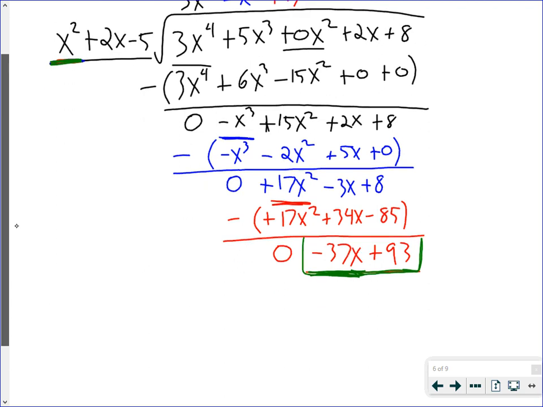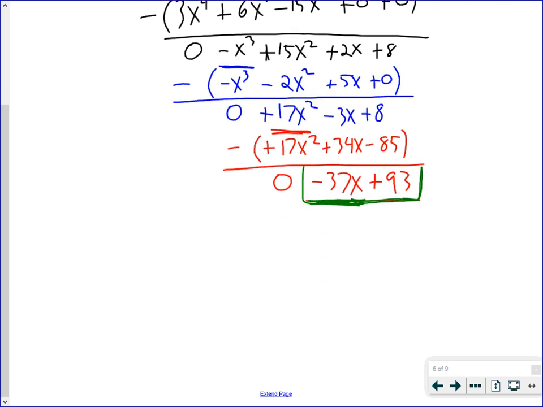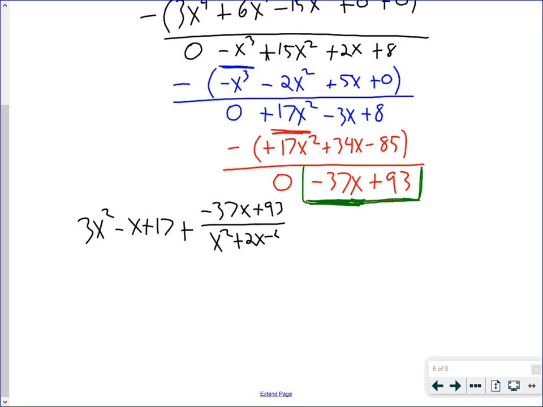So what we do is write our quotient, which is 3x squared minus x plus 17. And we're going to add negative 37x plus 93, all divided by our divisor of x squared plus 2x minus 5. And this right here is our quotient for number 2, our answer for number 2.